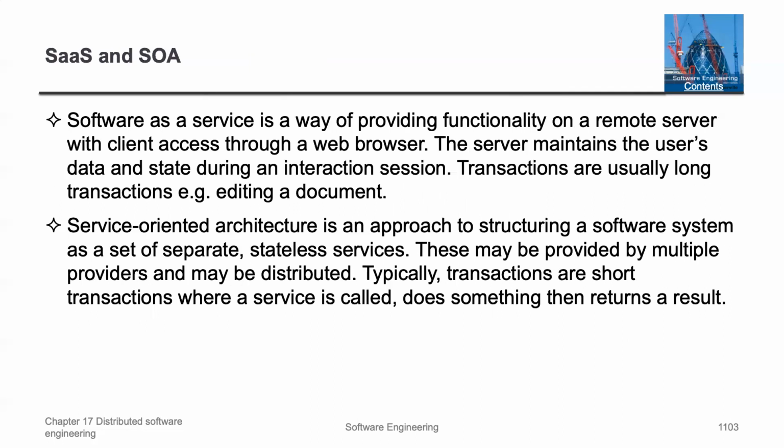For software as a service and service-oriented architecture, software as a service is a way of providing functionality on a remote server with client access through a web browser. The server maintains a user's data and state during an interaction session. Transactions are usually long transactions, for example, editing a document. Service-oriented architecture is an approach to structuring a software system as a set of separate stateless services. These may be provided by multiple providers and may be distributed. Typically, transactions are short transactions where a service is called, does something, and then returns a result.